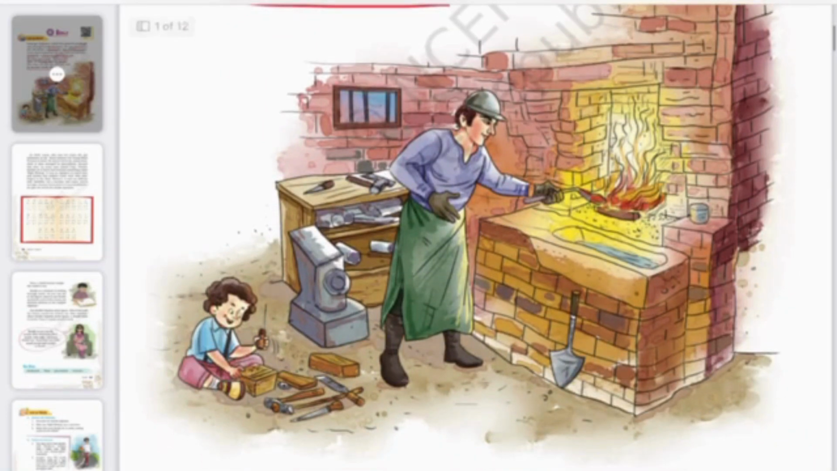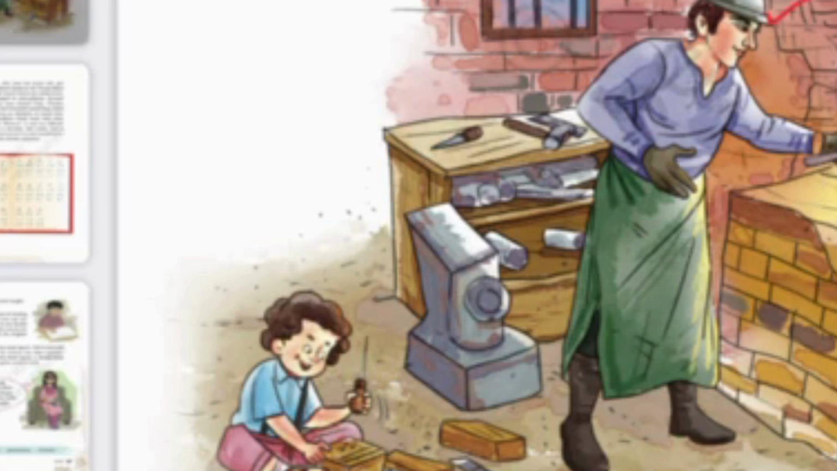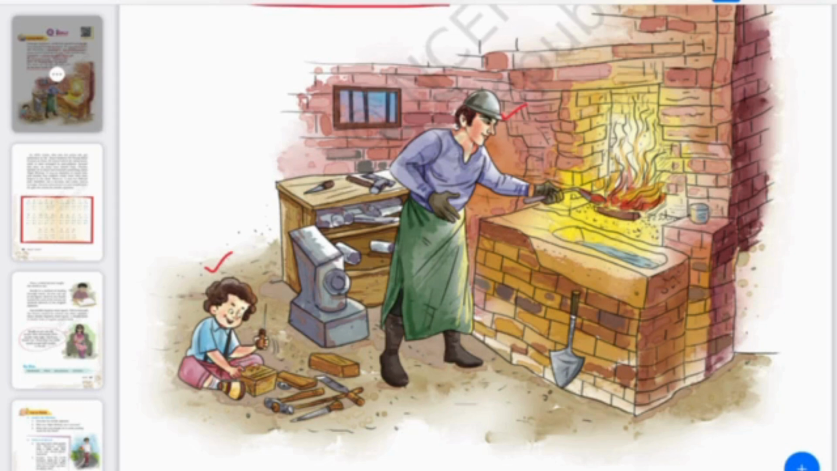See in the picture, his father is working, making things made of iron. His father was a blacksmith. The boy is Braille. He was also working with the tools nearby his father.